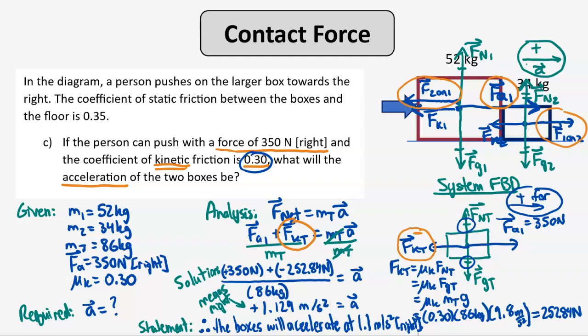Now we reflect on that answer. A 350 Newton force is about half of someone's weight worth of force. The coefficient of kinetic friction of 0.3 is about what we would expect a box on a smooth floor to be. And so if I push with half my weight, it's not going to accelerate that quickly. So 1.1 meters per second squared right seems to make sense.